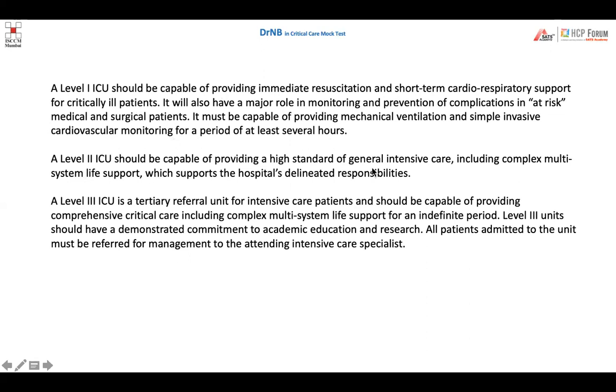Level 2 provides high standard of general ICU care, including complex multi-system life support, which supports the hospital's delineated responsibilities. And Level 3 ICU is a tertiary referral unit for ICU patients and is capable of providing comprehensive critical care, including complex multi-system life support for an indefinite period. Level 3 units should have a demonstrated commitment to academic education and research. All patients admitted to the units must be referred for management to the attending ICU physician. So level 3 is the highest level of the ICU.